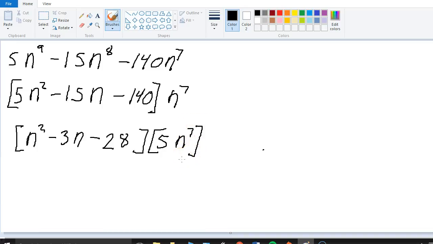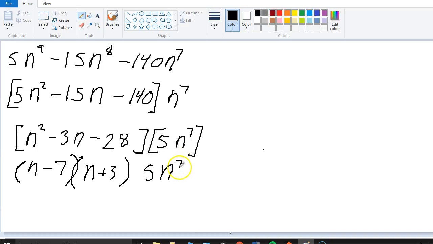Okay, now can we reduce this any further? Well, now this is a perfectly ordinary factoring problem. You know, we've all done this kind of thing. So let's take a look at, okay, what are the factors of 28? 4 and 7 occurs to me, in which case we could write this as n minus 7 and plus 3. Of course, we have our old 5 n to the 7th right here.